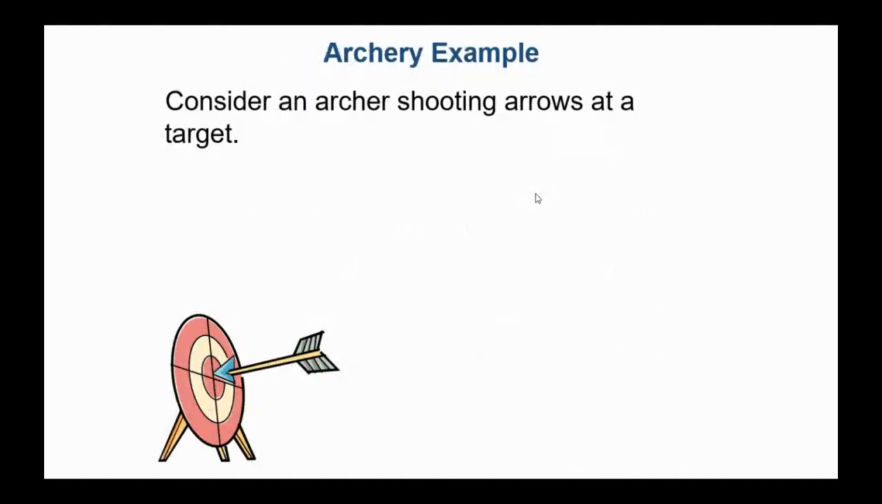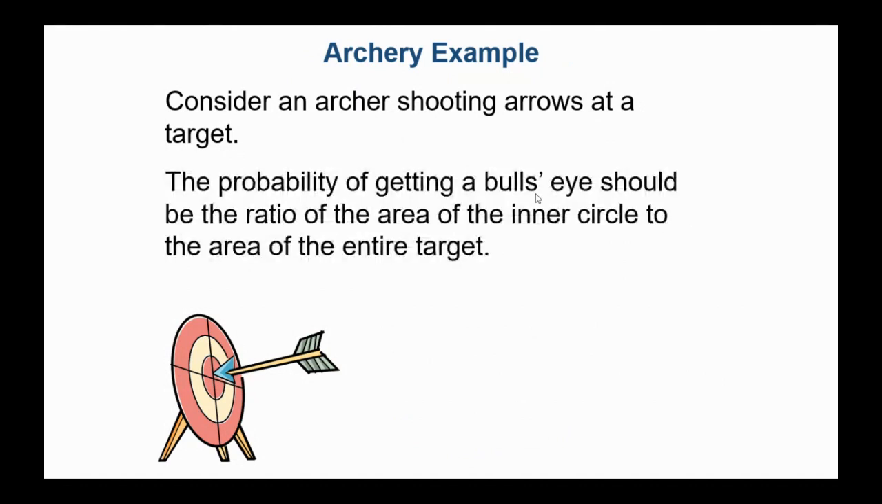Okay, now, let's say we have an archer shooting arrows at a target. If we wanted to calculate the probability of getting a bullseye, we would find the ratio of the area of the interior circle, the inner circle, so our bullseye right here, to the area of the whole target. And that would give us the theoretical probability.